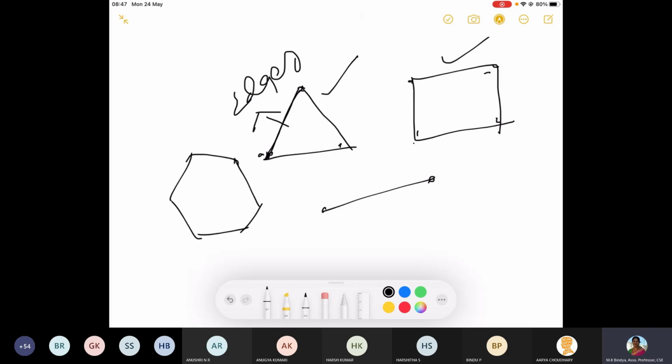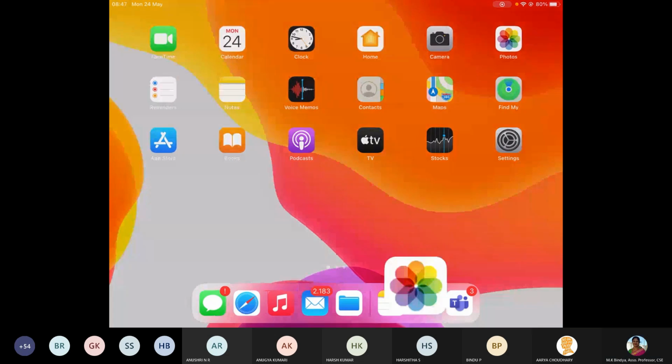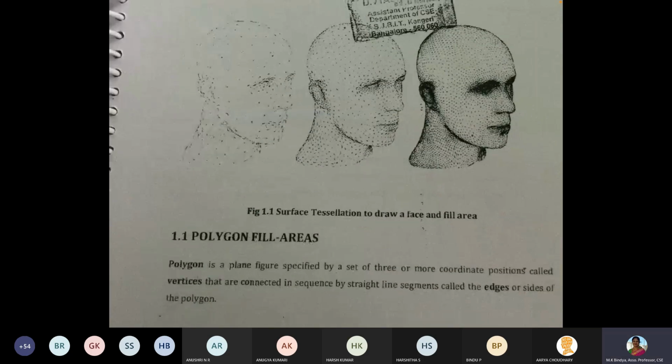Understood now? What do you mean by the polygon now? Polygon means what? I'm asking you, what do you mean by polygon now?